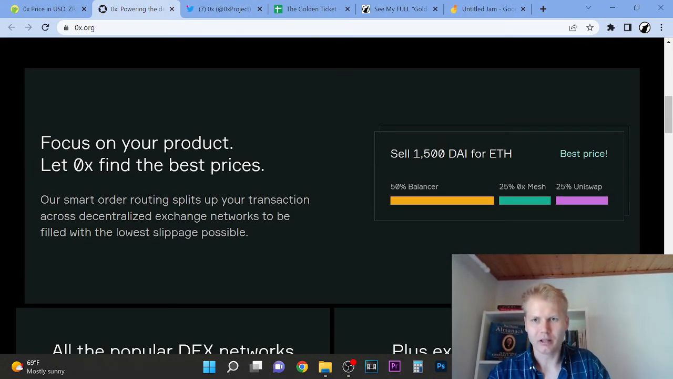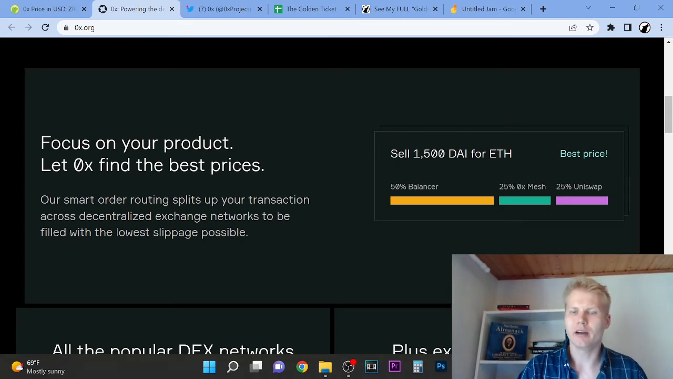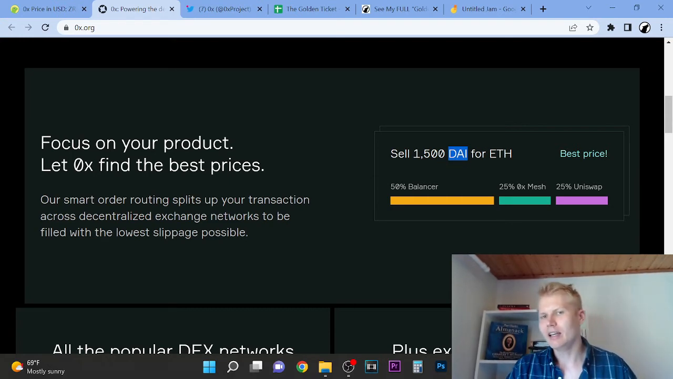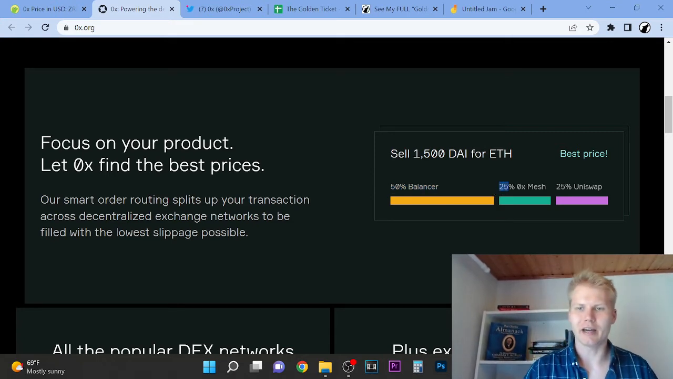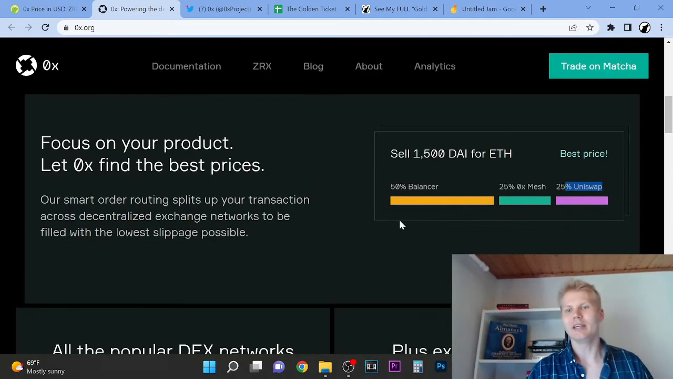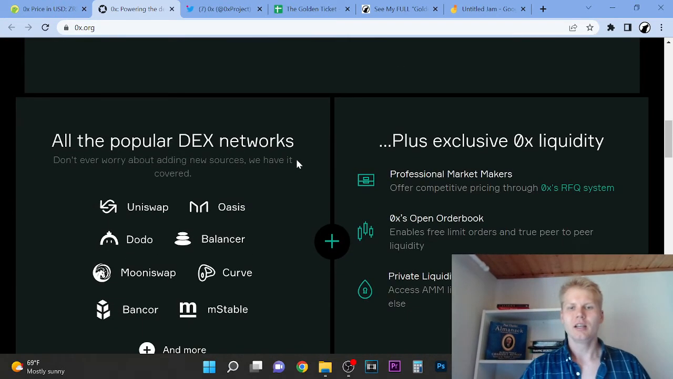Very professional. And you can see, if you want to sell 1,500 DAI, for example, the stable coin provided by Maker DAO, but anyway, if you want to sell 1.5k DAI for Ethereum, it takes 50% of the liquidity from Balancer, 25% from 0x Mesh, and 25% from Uniswap. So it finds the best prices. So this is absolutely huge.